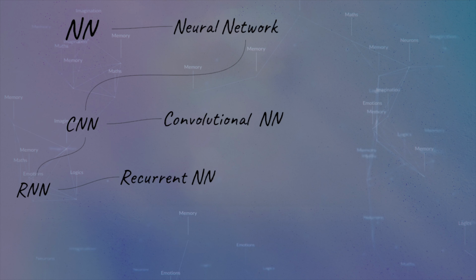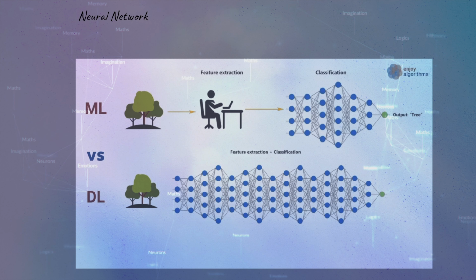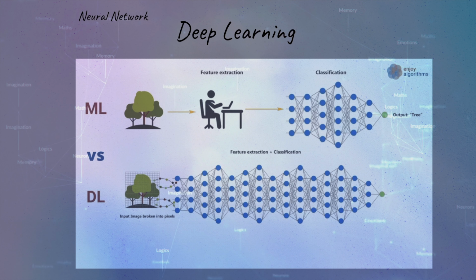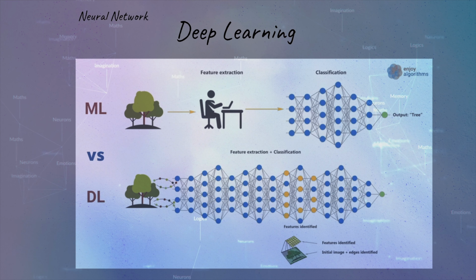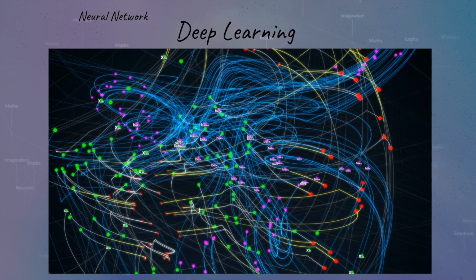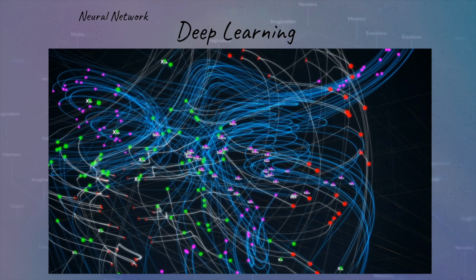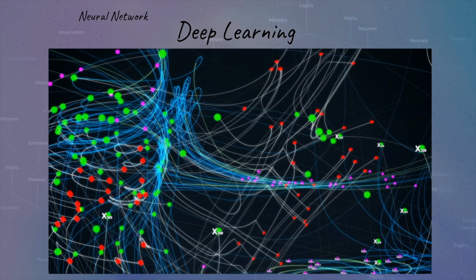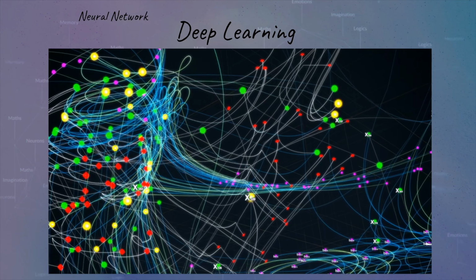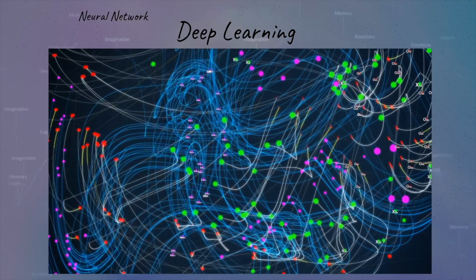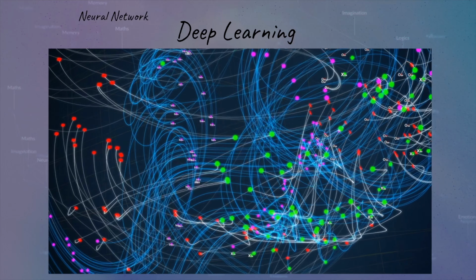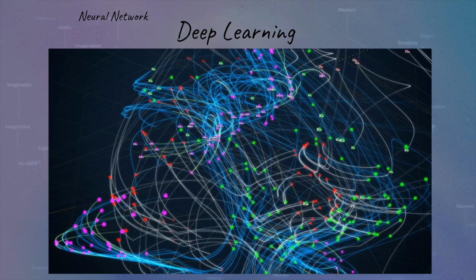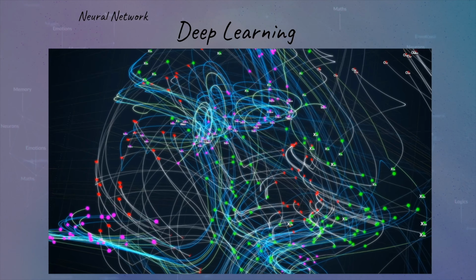Now that we know neural networks, deep learning is essentially a neural network with 3 or more layers. These neural networks attempt to simulate the behavior of the human brain, although far from matching its ability, allowing it to learn from large amounts of data is the key aspect of deep learning. While a neural network with a single layer can still make approximate predictions, additional hidden layers can help to optimize and refine for accuracy.